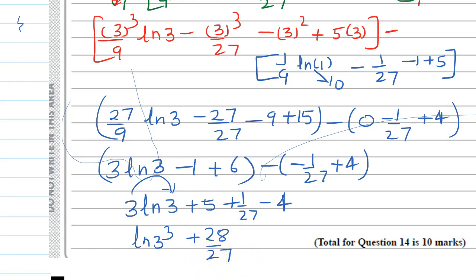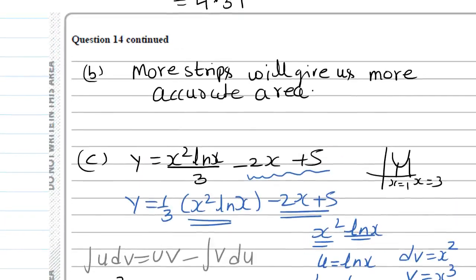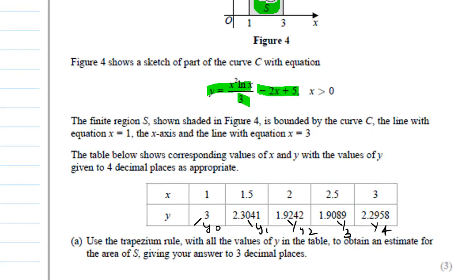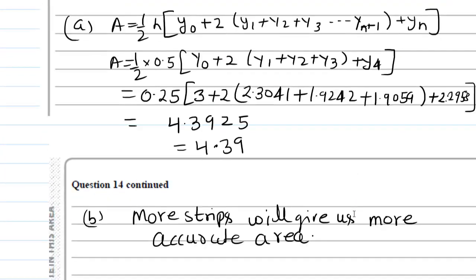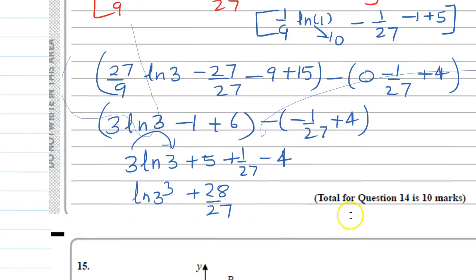So we can put the values here. If you see, the question was demanding A over B plus ln C. So A over B and ln C. So A is 27, B is 27, and C is also 27.